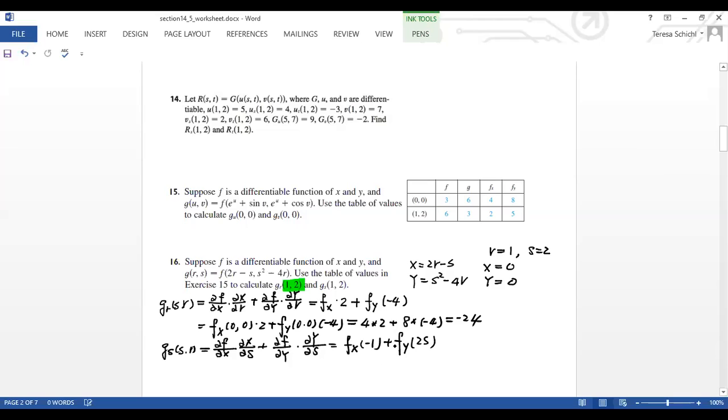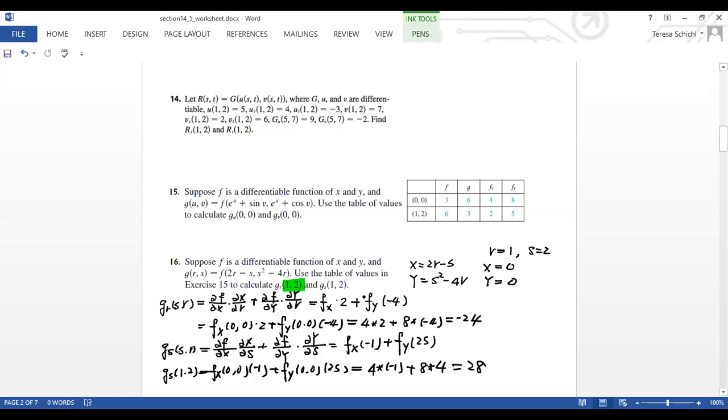Now we want to find g_s(1, 2). That means it's f_x(0, 0) times -1, plus f_y(0, 0) times 2s. So it's 4 times -1, plus 5 times 2s, and 2s is 4, so it's 4 times 8. So this is 28 here. All right.